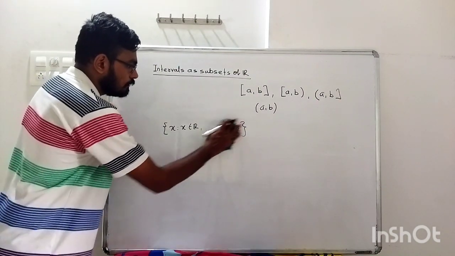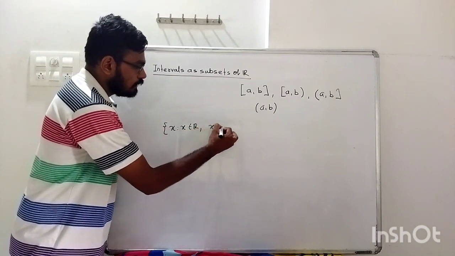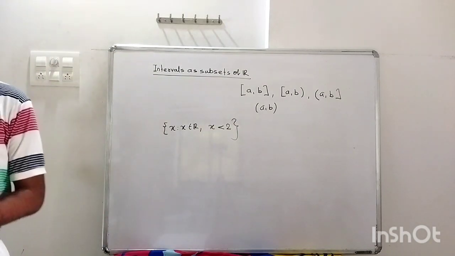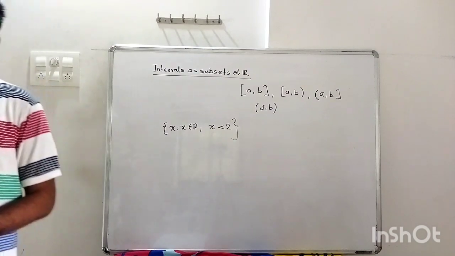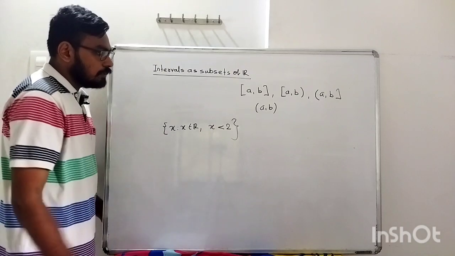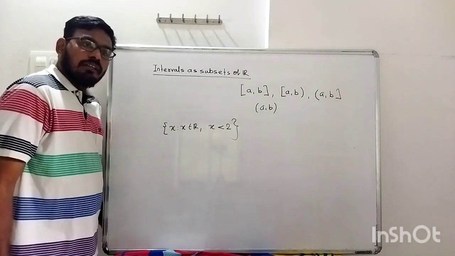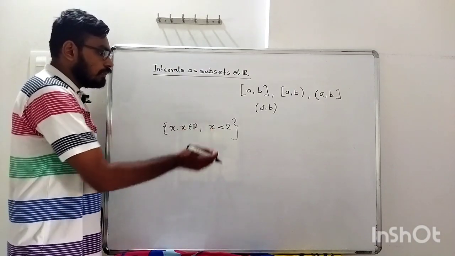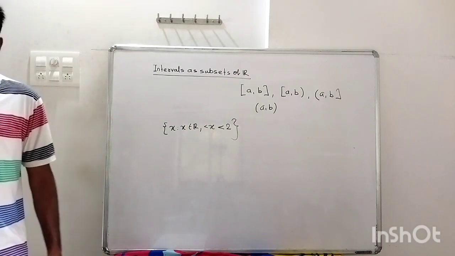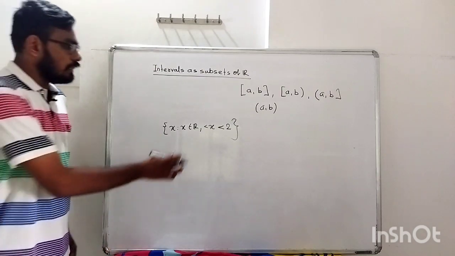One more I will do. See, what will happen if we are just given like this, x less than 2. How do we write this in interval form? x less than 2, but x greater than what? It is not given. Which is the number below x? That we don't know here now. So how do we write it? How do we find it?